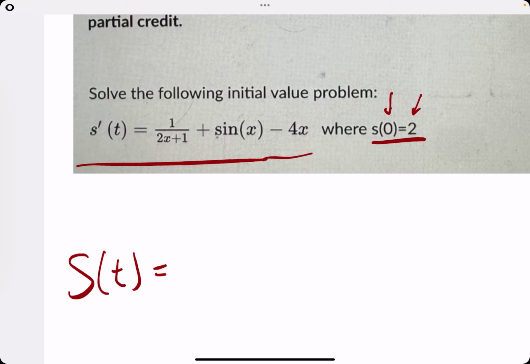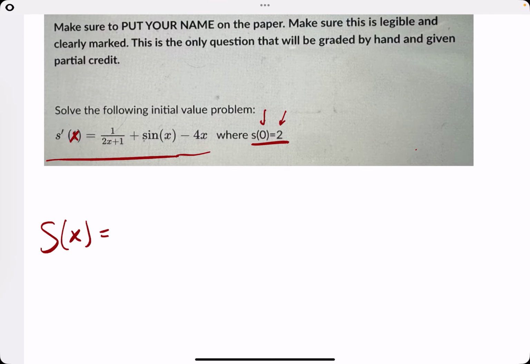And now, how'd they mess this up this bad? The s's and the x's and t's are crazy. I'm going to use x's instead of t, okay? Because most of these have x's. So s prime of x. All right, so antiderivative starting with 1 over 2x plus 1.